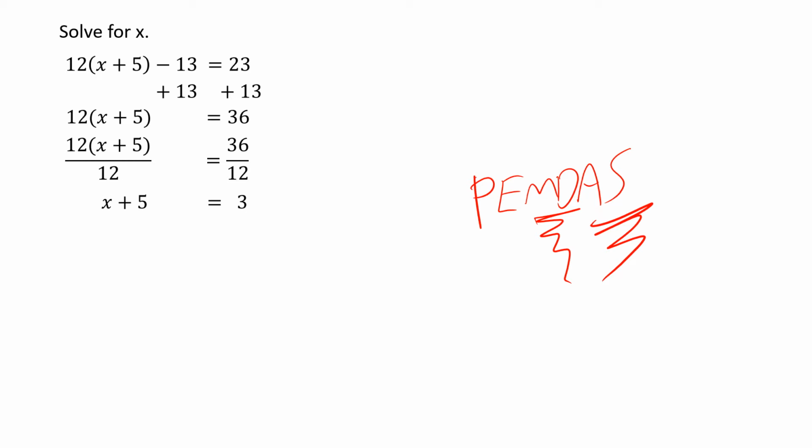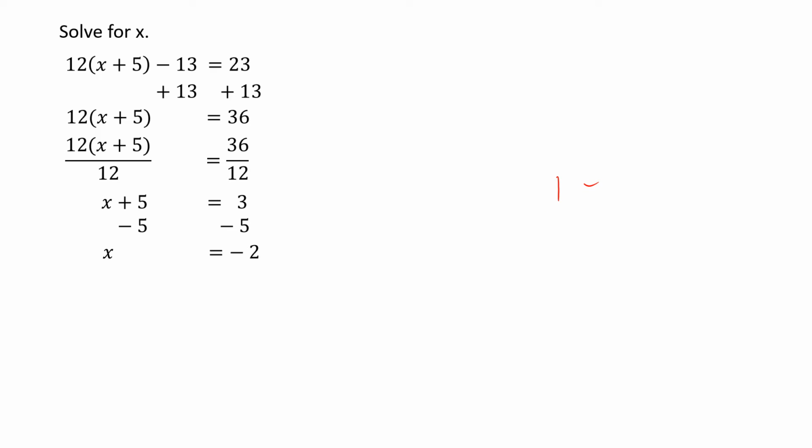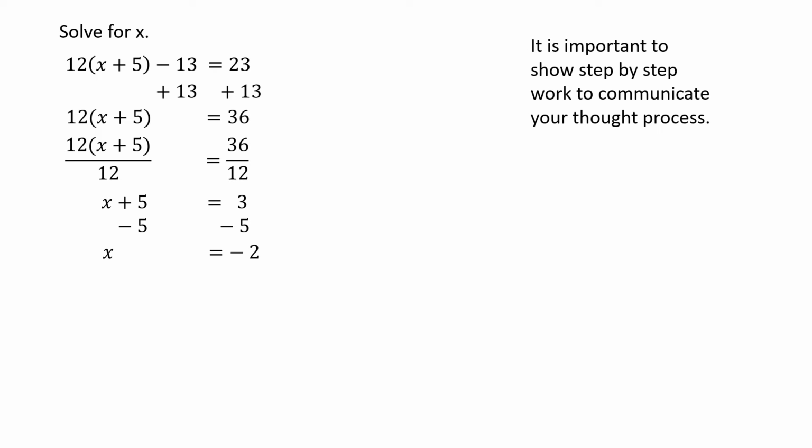Since everything outside of the parentheses has been taken care of, I can now do the opposite of adding 5, which is subtracting 5. And I get a final answer of -2. And again, I'm not as interested in the answer today as I am in showing that step-by-step work to communicate the thought process. I need to be able to see what you are thinking.